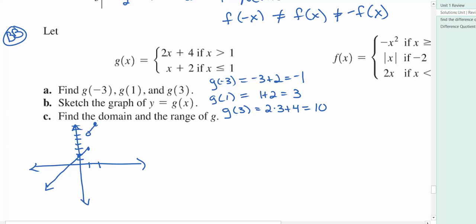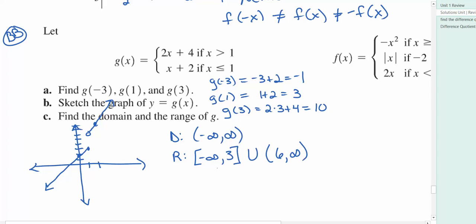So our domain is actually from negative infinity to positive infinity. It's defined for all values. Our range is kind of interesting though, because we jump. We have a value of 3, and then we go from negative infinity to 3, including 3, but then we have an open circle at 6. So we'll have an open parenthesis at 6 and then go to positive infinity. And then we never take on any of the values between 3 and 6, including 6. So these piecewise functions are kind of strange.